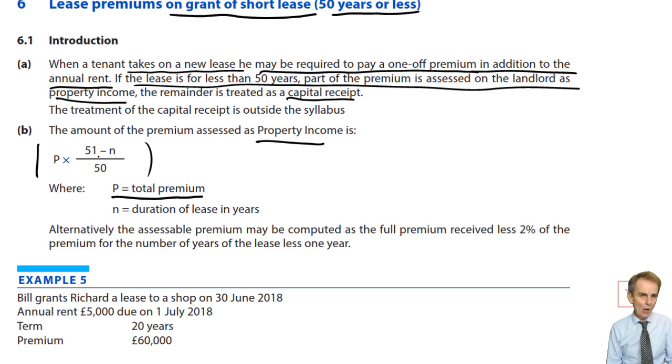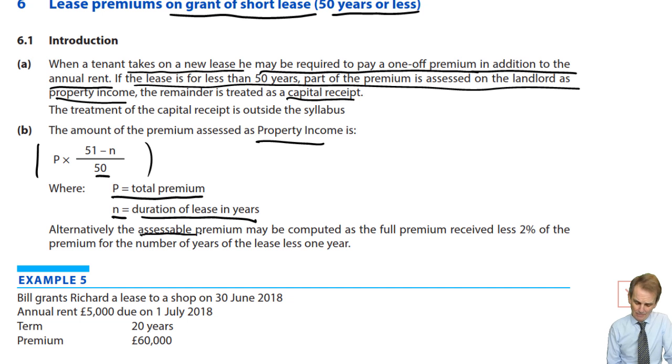51, remember, over 50 years, it is a long lease and therefore none of it is income, it is all capital. But 51 minus n, that's just the length of the lease, and we do that in years here. 51 minus n over 50. Now that's the way that you can go directly, the way I'd recommend, to be honest here, by which you compute directly the assessable property income figure.